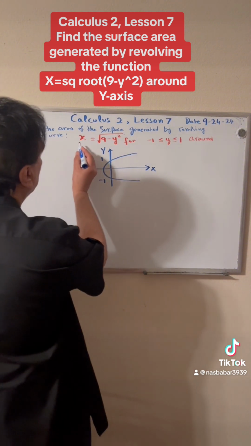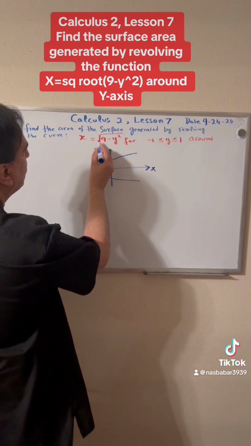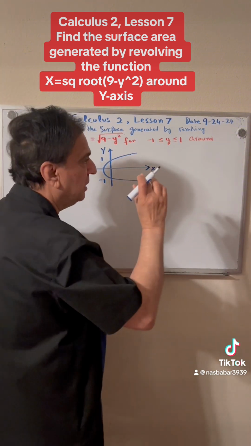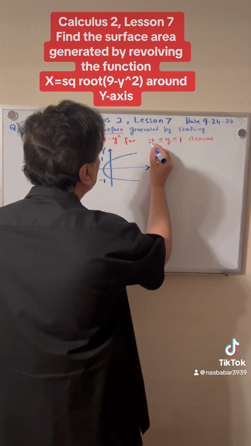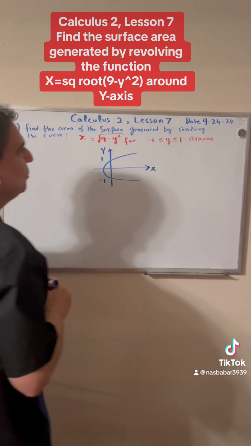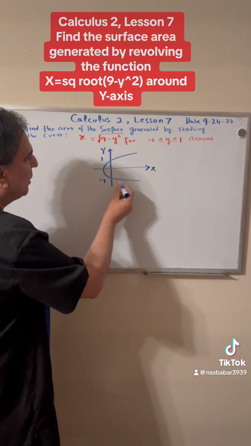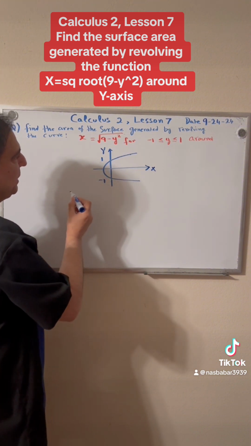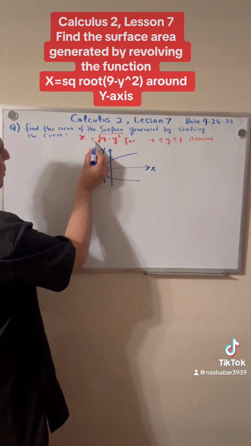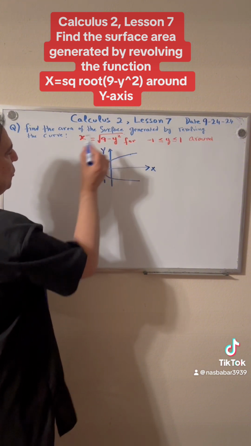This right here is the function x is equal to the square root of 9 minus y squared, for the integration range from minus y to positive y. Okay, so this is the range. This right here, my friends, in blue is the function. I took the liberty of drawing that on the board already. This curve represents the function x is equal to the square root of 9 minus y squared.